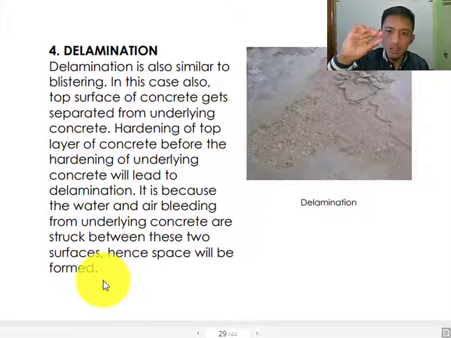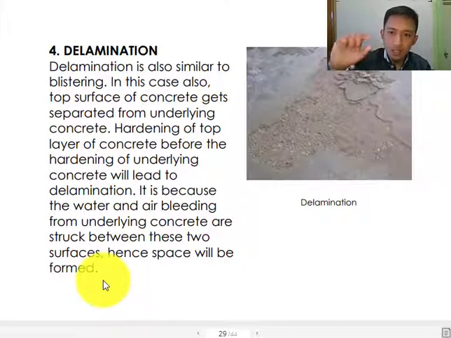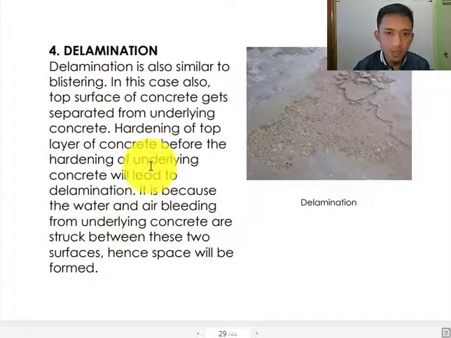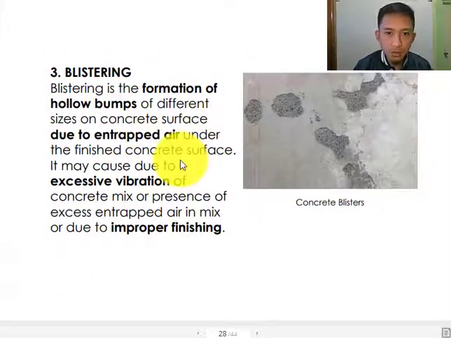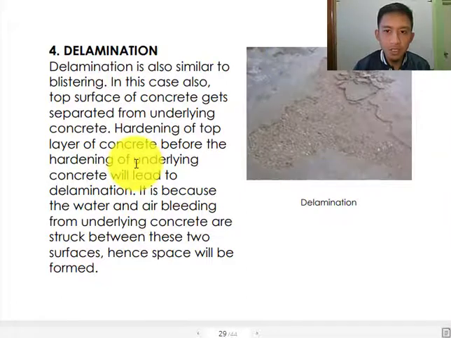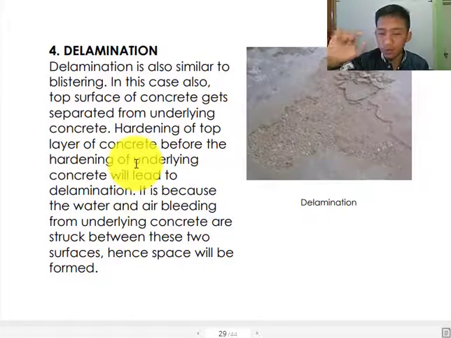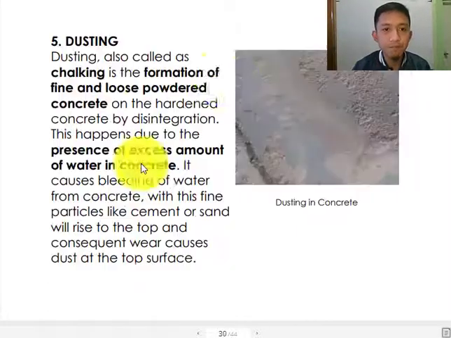The top surface is already hardened, therefore the water will separate these two, the underlying concrete and the top, or the finishing. Therefore, that will now be removed once there is abrasion, friction, and so on. So for delamination, unlike blistering, which is due to bleeding only or improper finishing, this is due to the different stages of curing of the top finishing and the underlying concrete.